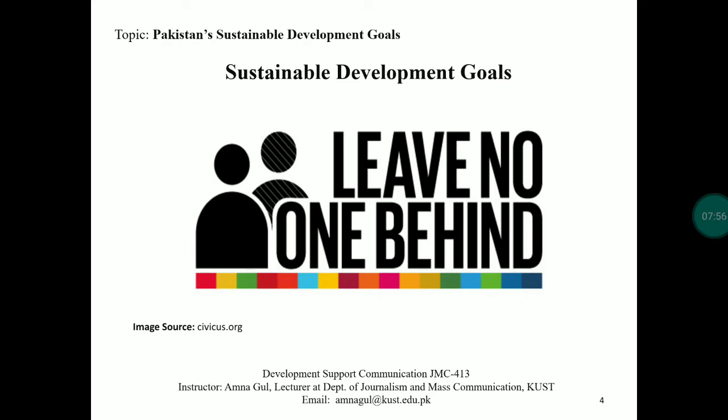Through the pledge to leave no one behind, countries have committed to fast track progress for those furthest behind first. That is why the SDGs are designed to bring the world to several life-changing zeros. For example, including zero poverty, zero hunger, and same is the case with discrimination against women and girls. So that is the thing.